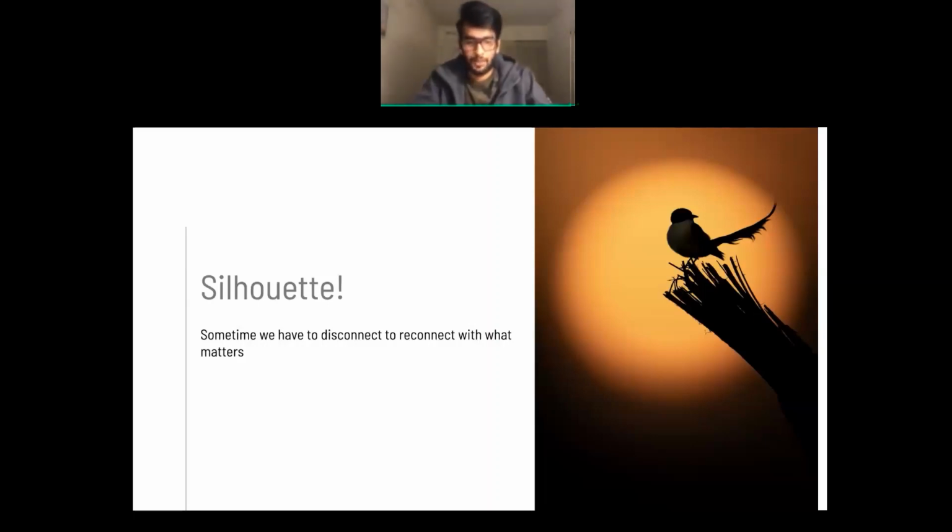This really tells us about being motivated and focused on our goals, disconnecting from all the different things, and connecting with the thing that really matters. So how do we click this picture? You have to make your background a low exposed one, and for that you need to increase the shutter speed.